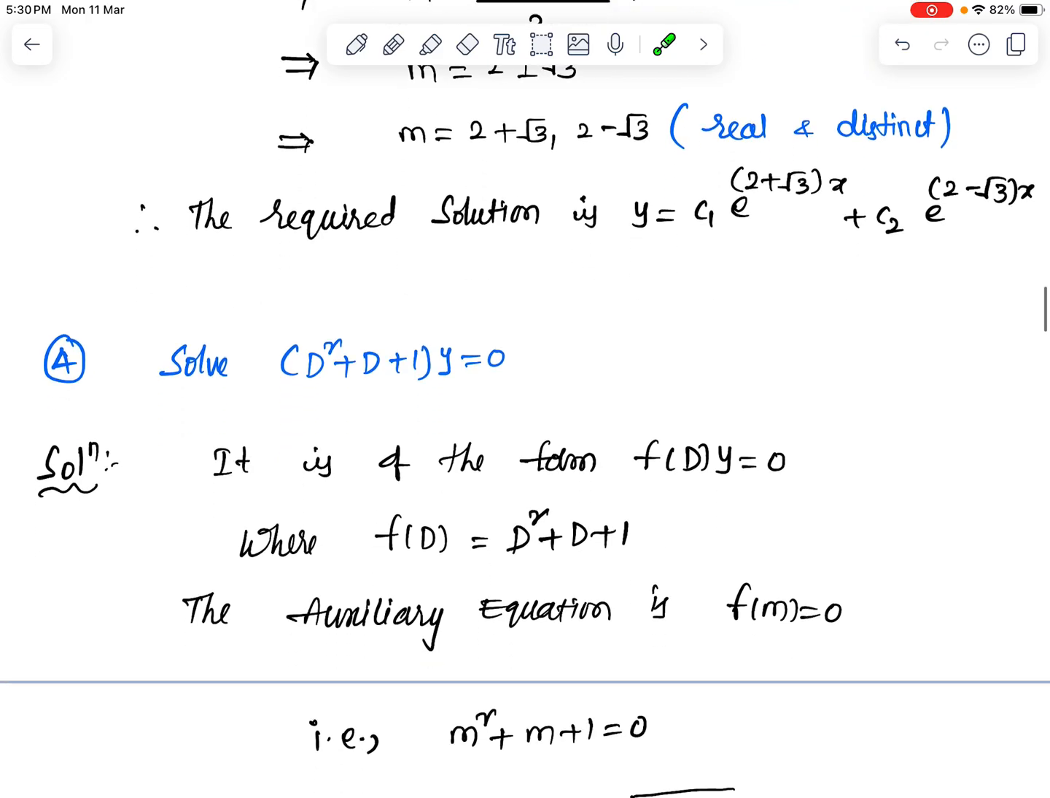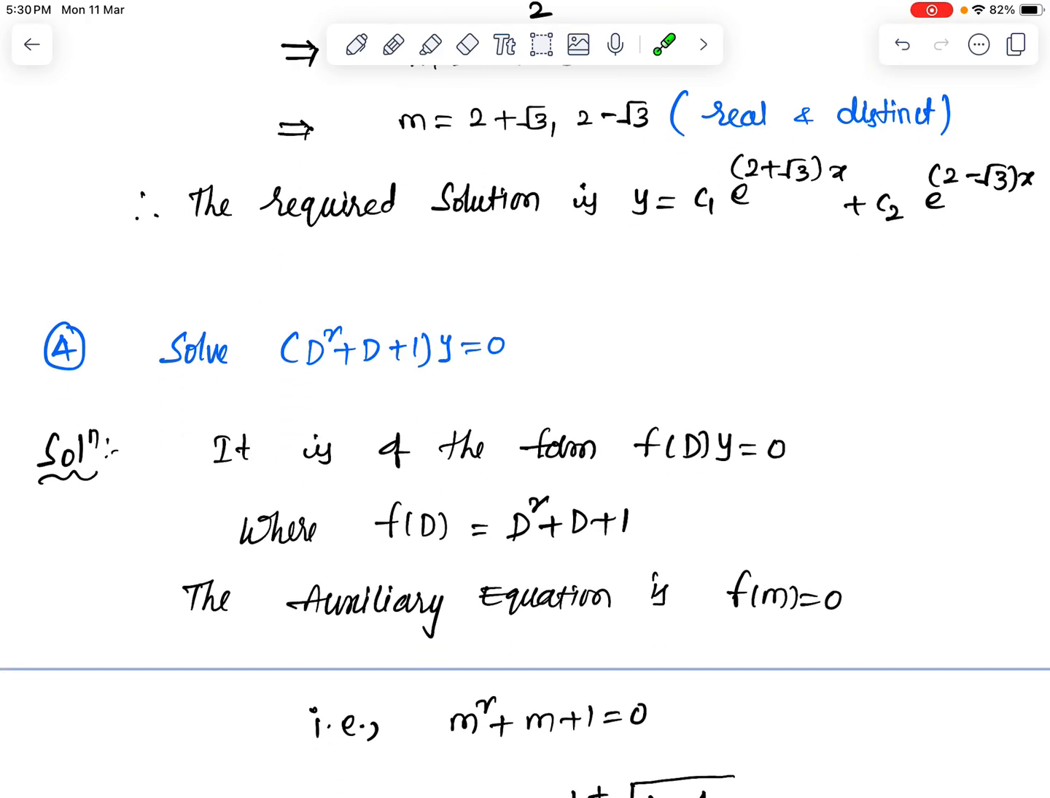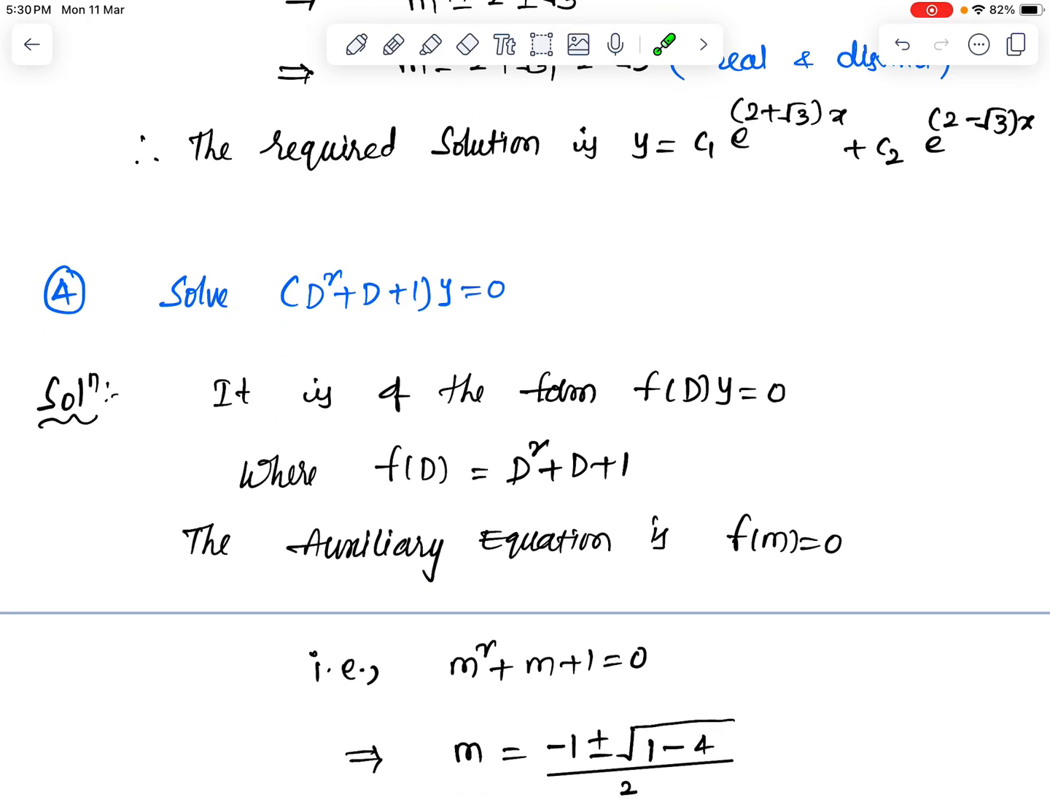Okay, next, what about the next one? One more equation is given. It is also a differential equation. Here it is given directly in operator form. In operator form, f of D, what is f of D? D square plus D plus 1.